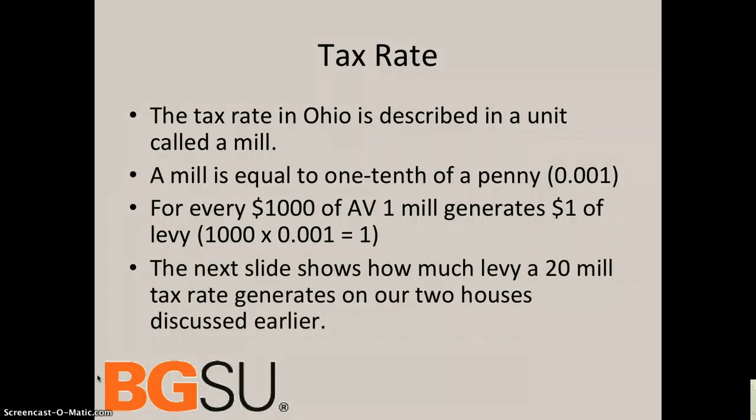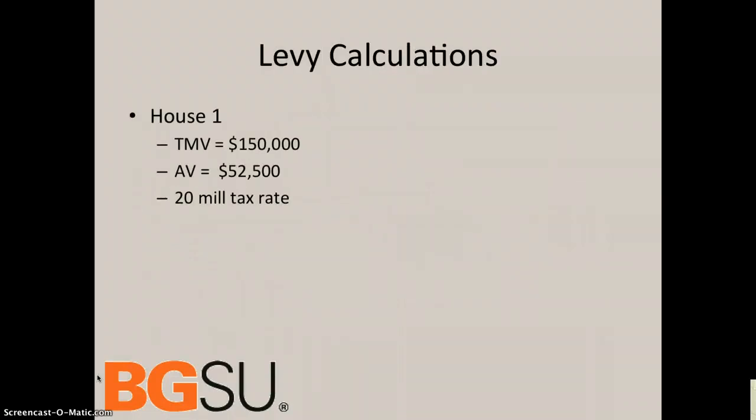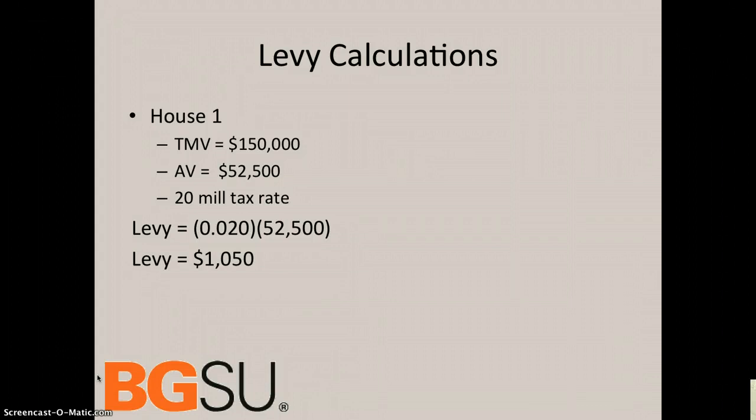The next slide will show how much a 20 mill tax rate generates for the two houses that we discussed earlier, $150,000 or $350,000. So, all right, so levy calculations. So house one, total market value, $150,000. Assessed value, 52.5. 20 mill tax rate. So the levy calculates this way, right? And that house produces $1,050 in levy.